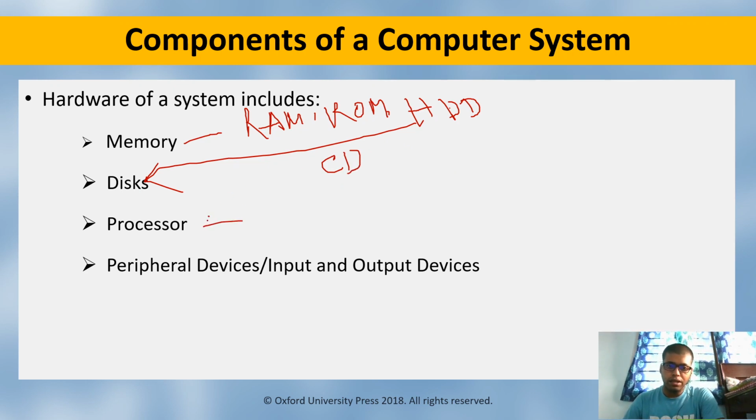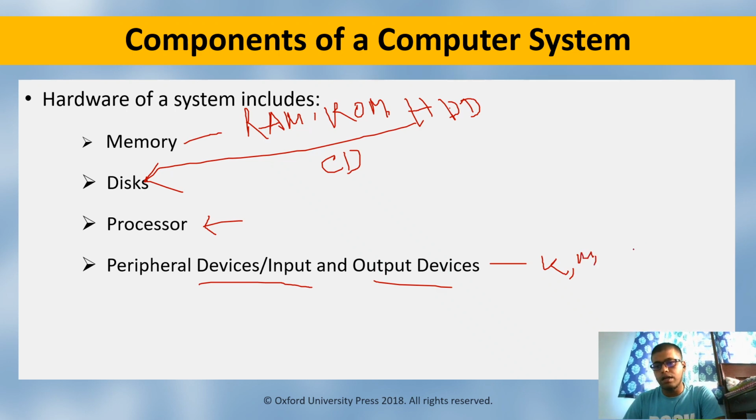Next is the processor, as we know from Pentium 1, Pentium 2, Pentium 3, Pentium 4, and now i3, i5, i7, i9, and so forth. After that, peripheral devices, input and output devices, come in, like keyboard, mouse, scanner, and printer. Those are the peripheral devices. Those are the parts of the computer system that we call the hardware.